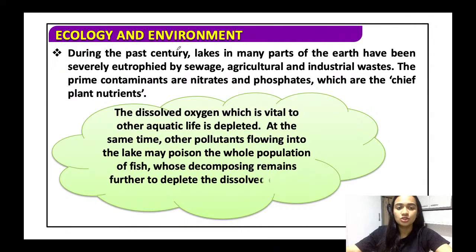During the past centuries, lakes in many parts of the earth have been severely eutrophied by sewage, agricultural and industrial waste. तो पिछले 100 years में हमने क्या देखा है कि in many parts of the earth we have been severely eutrophied. That means many aging of lakes have taken place. How? By sewage, agricultural and industrial waste. These are the prime contaminants. इसमें जो प्राइम कंटामिनेंट्स क्या होते हैं, नाइट्रेट्स एंड फॉस्फेट्स. They which are the chief plant nutrients. तो ये सबसे चीफ न्यूट्रिएंट्स है जो वहाँ पे एक्वाटिक लाइफ या प्लांट लाइफ को सपोर्ट करें.